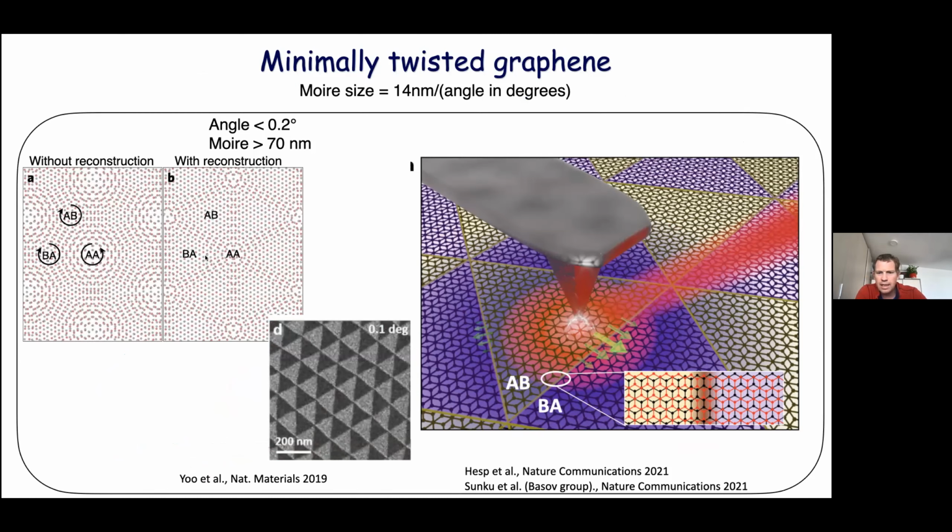These domains can be quite large. They can be hundreds of nanometers or even microns in size. The smaller the twist angle, the larger the domains. But also some reconstruction can take place.